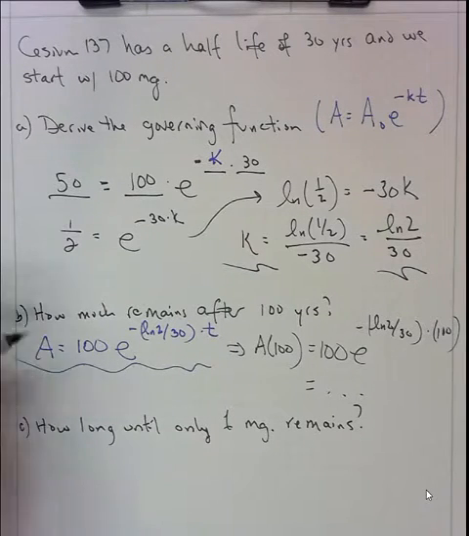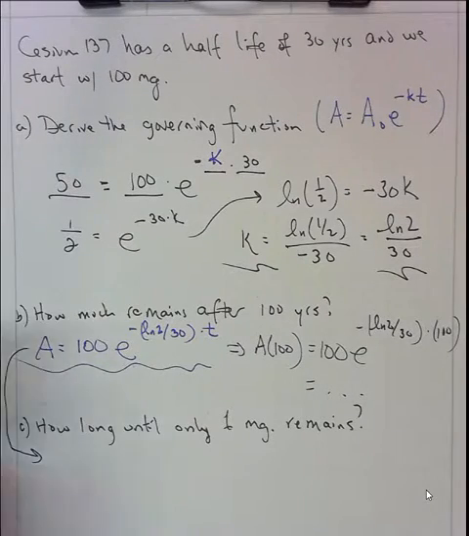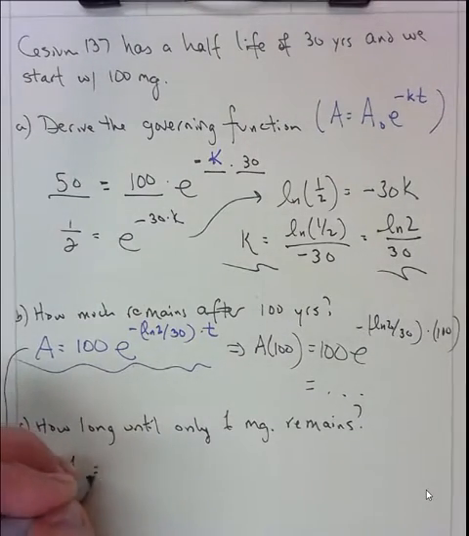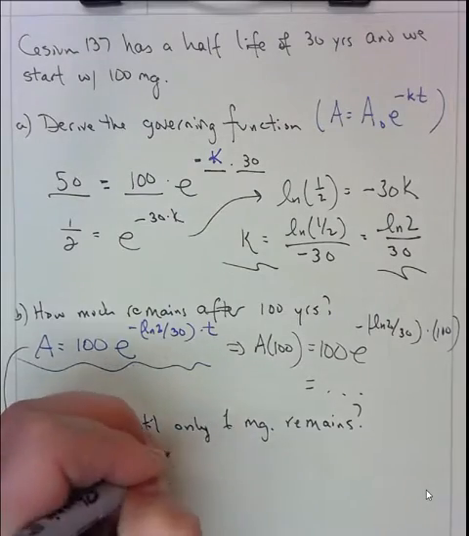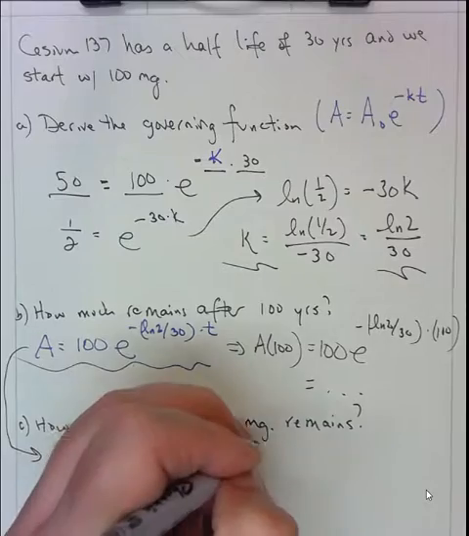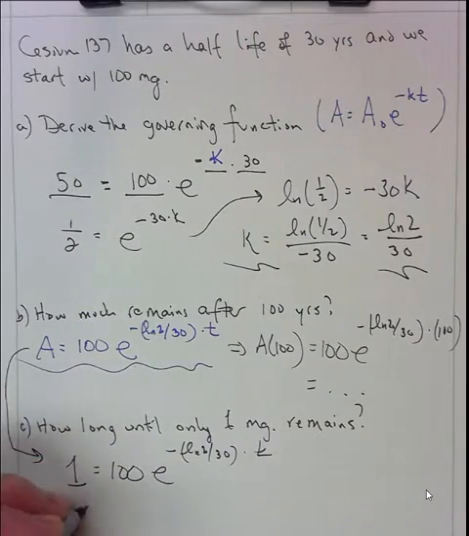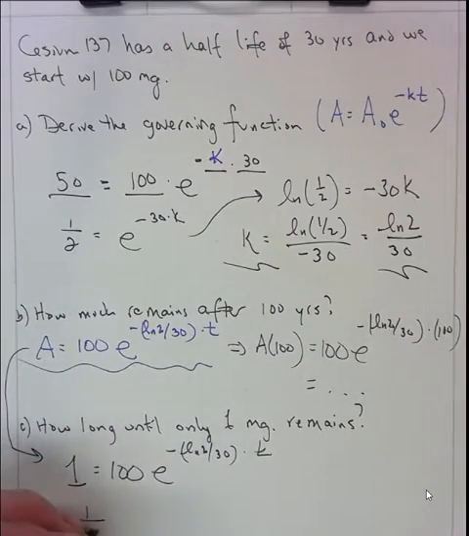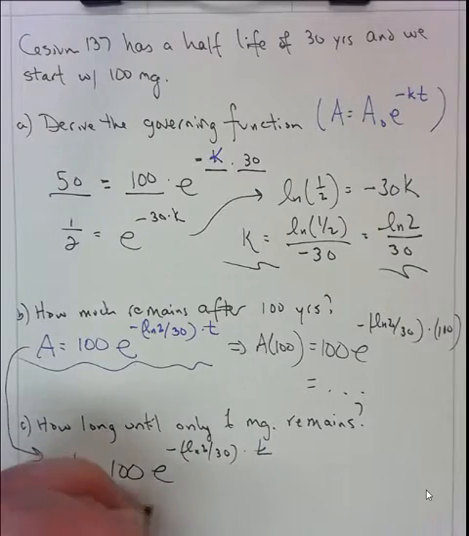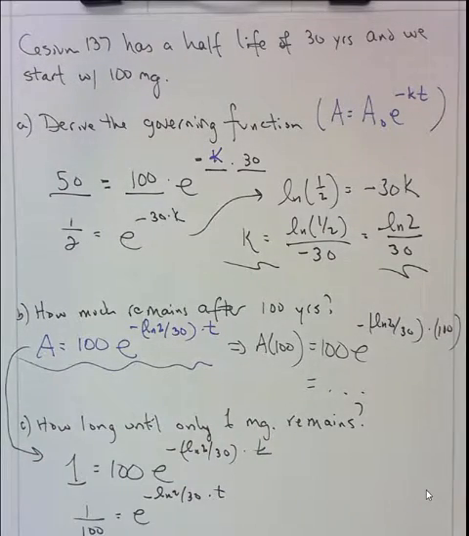With this same governing function, how long until only 1 milligram remains? Well, there we're given a target amount of 1 milligram, having started with 100, with a decay rate of natural log of 2 over 30. And now we're going to ask for t. We're going to solve for how long it takes to make this happen. So we have, running out of space, 1 over 100 equals e to the negative natural log of 2 over 30 t. Going to take the natural log of both sides.